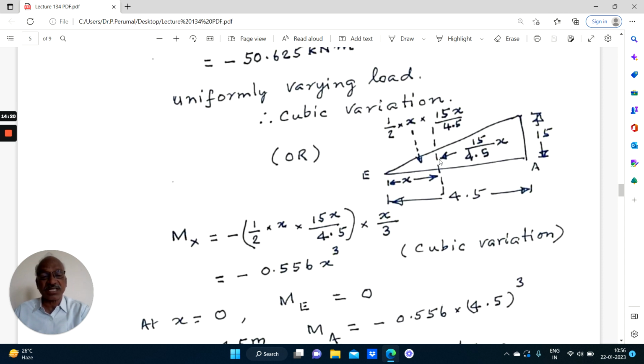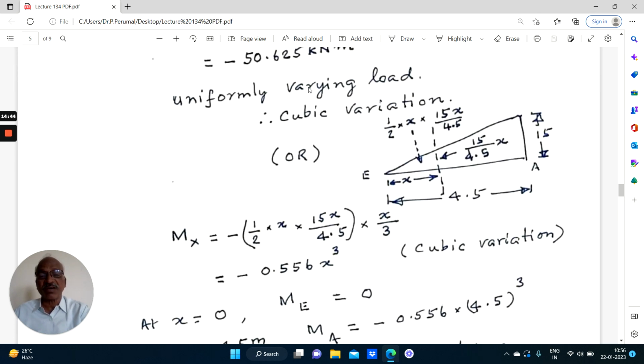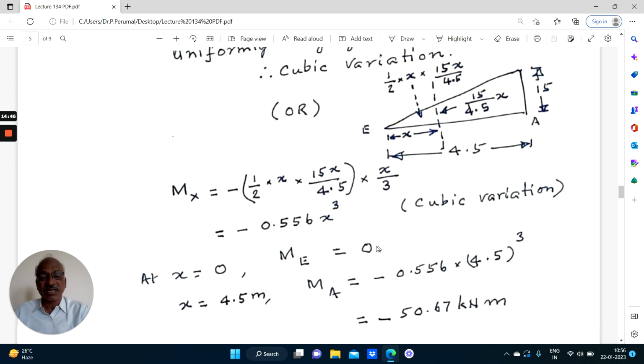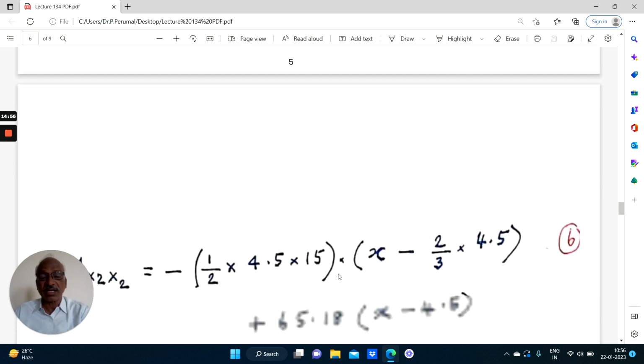That is, consider a section XX and write down the general equation: minus of half into X into this ordinate, 15X by 4.5, into X by 3. This is a cubic equation. In this cubic equation, substitute X equal to 0 to get the value at the free end, and substitute X equal to 4.5 meters, you get this value. So the same value, MA minus 50 point something. This is from basics, so that you will be very confident about the cubic variation. But if you are confident, this part of the calculation can be skipped. This is not at all needed.